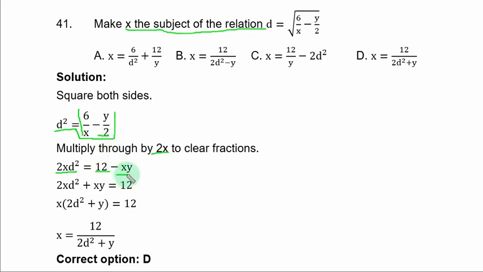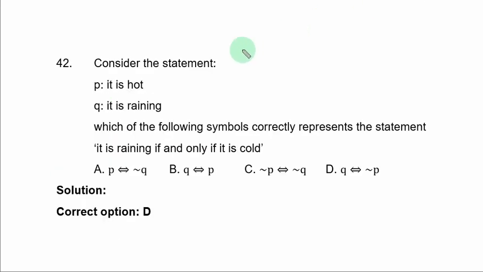So the term that contains S, simply transfer this one to the left hand side, and you have 2SD squared plus SY equal to 12. Factor out S, you have bracket open, 2D squared plus Y bracket close equal to 12. To get S, divide both sides by the coefficient of S. So S is equal to 12 over 2D squared plus Y. So D is the correct option.